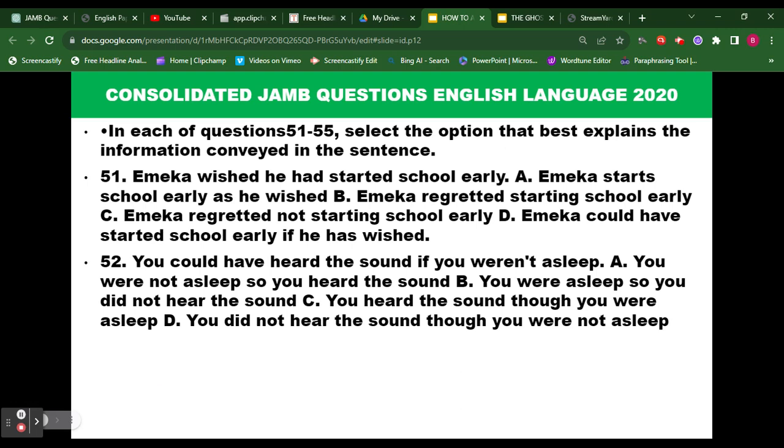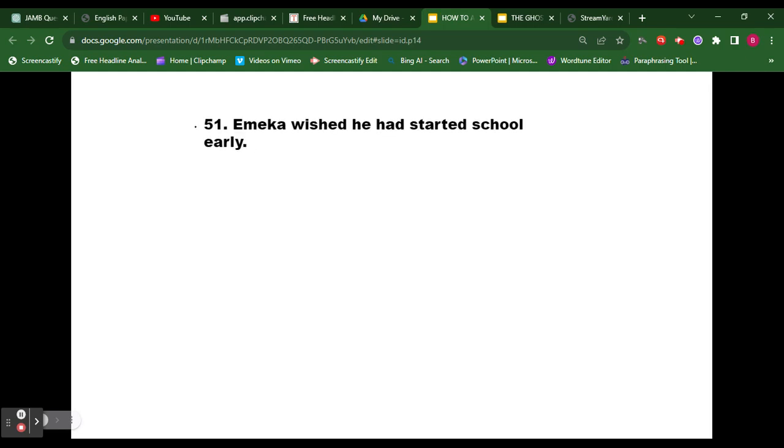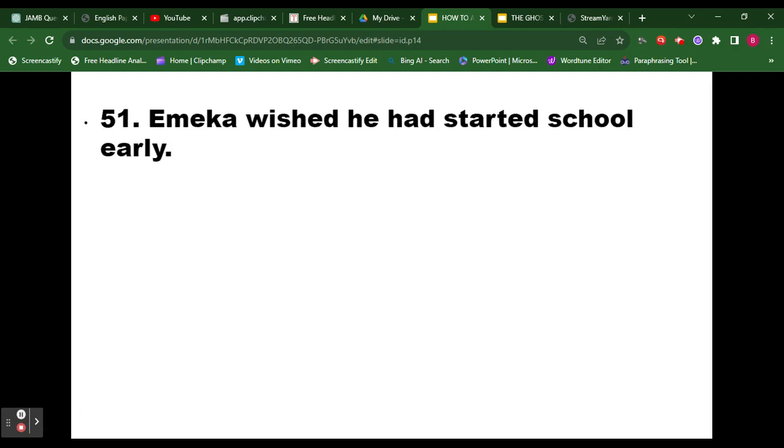This brings us to 2020 JAMB questions. In each of questions 51 to 55, select the option that best explains the information conveyed in the sentence. And we have questions 51, 52, then we have 53, 54, and 55. So let's take these questions one by one, beginning with question 51.